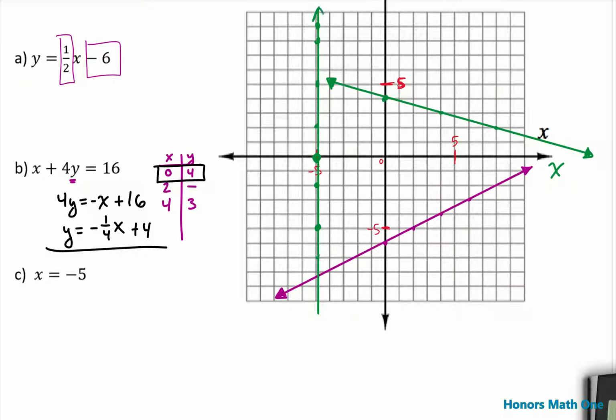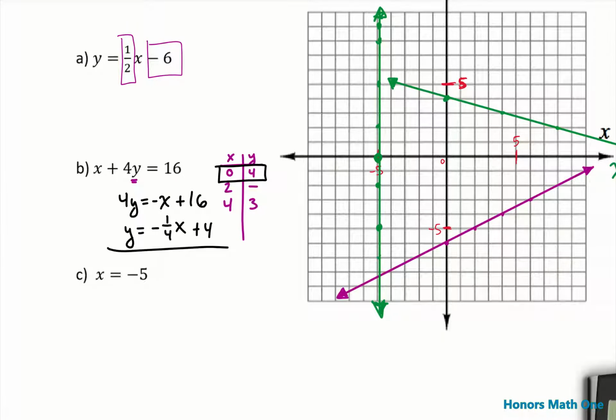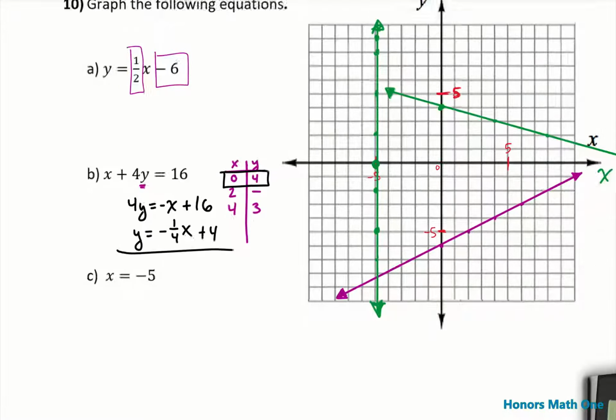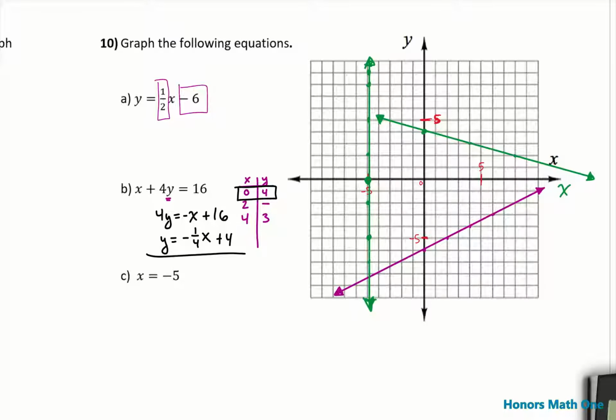It's the only equation that we have to write in this x equals form. We can't write the equation of a vertical line in y equals form because the slope of that line is undefined. It doesn't have a slope. Whereas a horizontal line has a slope that equals 0, this line has a slope that's undefined. So this is the equation of the line x equals -5. Those were the three functions we were looking at for question number 10.